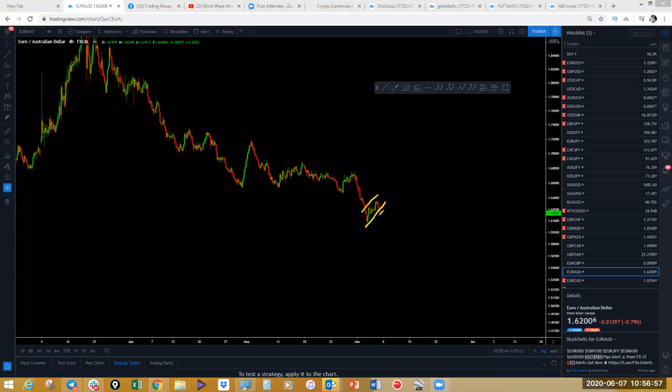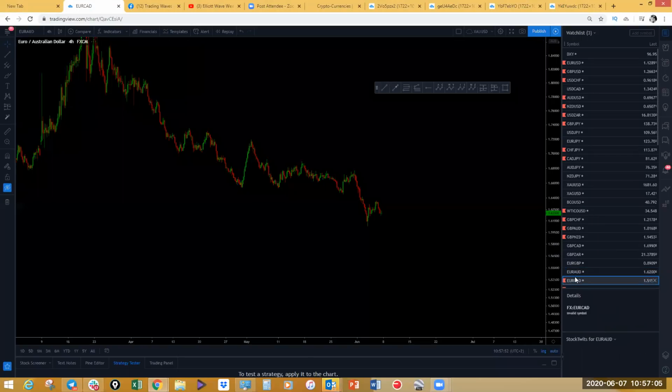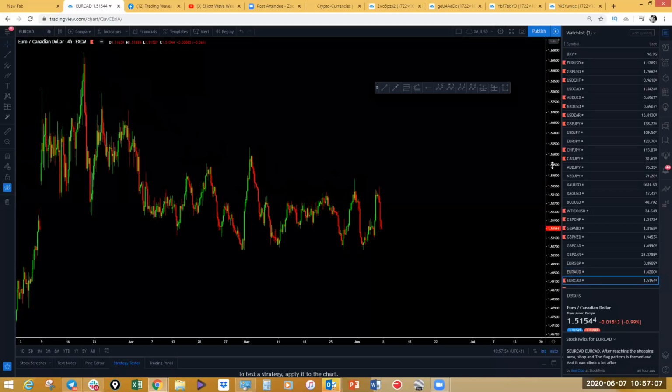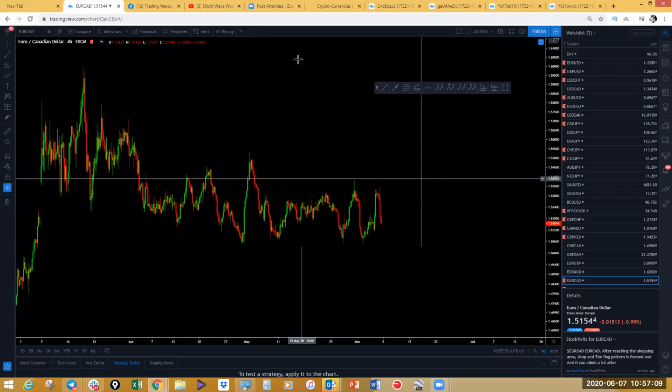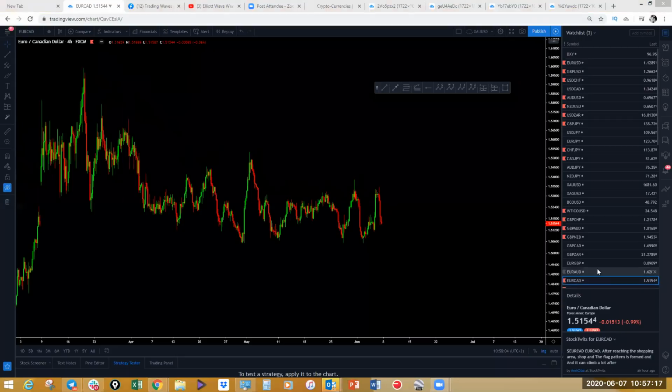We'll be looking for this one to continue lower. We're still looking for continuation to the downside. Watch euro Audi, very good trade setup for next week. Watch euro CAD, very good trade setup for next week. If you look for this one here, continuation here, could be looking for euro CAD to continue lower. So the euros are looking very interesting in the next coming week.